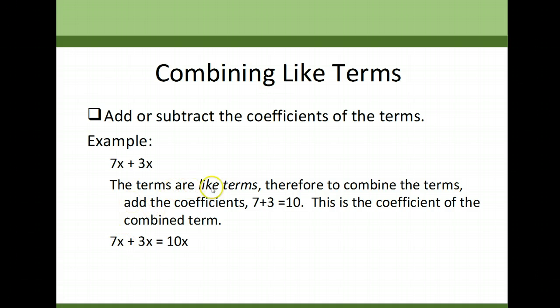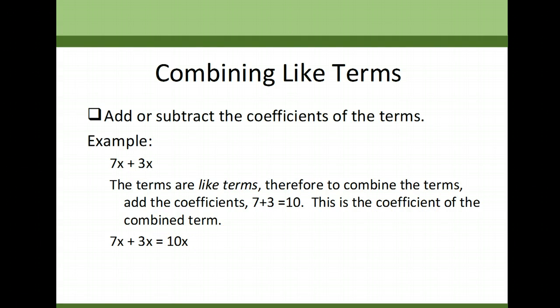The terms are like terms because they have the same variable. Remember, they're both x and x, some number of x and some number of x. Therefore, to combine them, you just add the coefficients. 7 plus 3 is 10, right? 7 apples and 3 apples would be 10 apples. This is the new coefficient of the combined term here, the 10x.